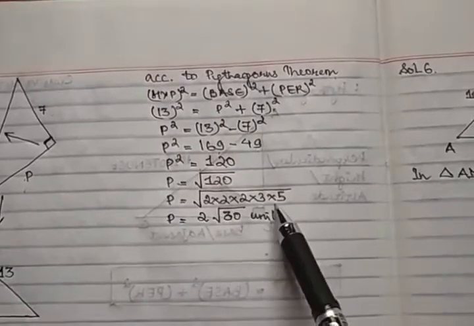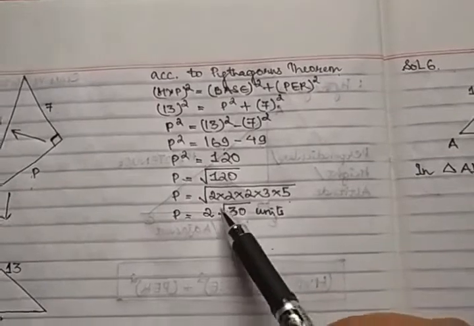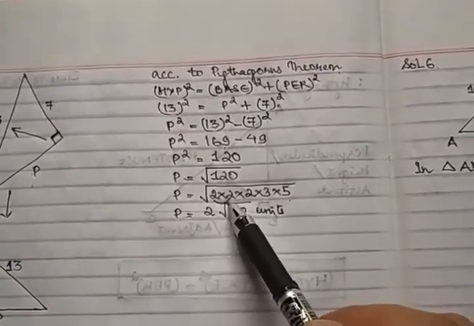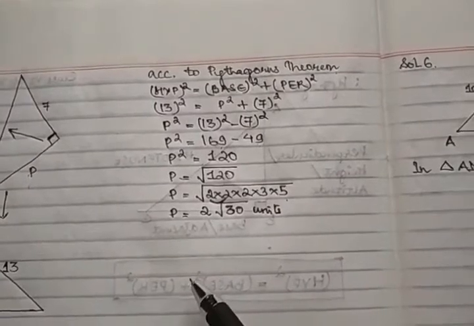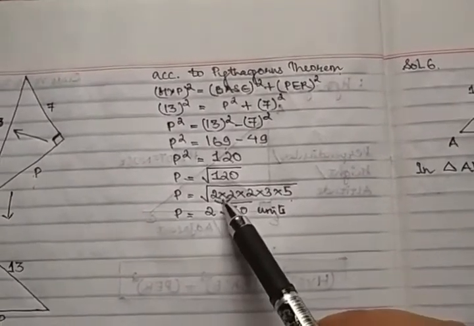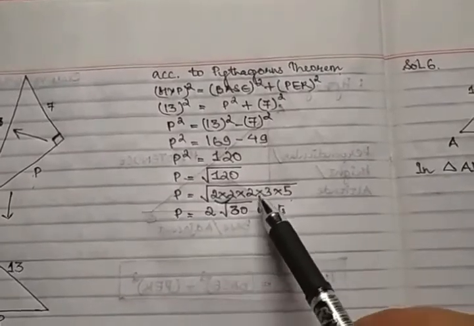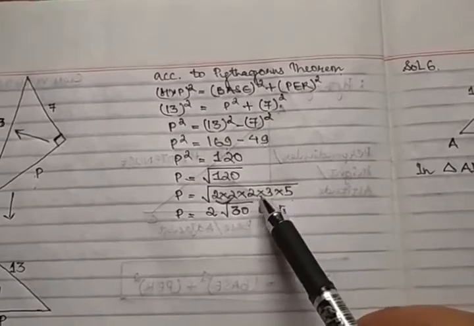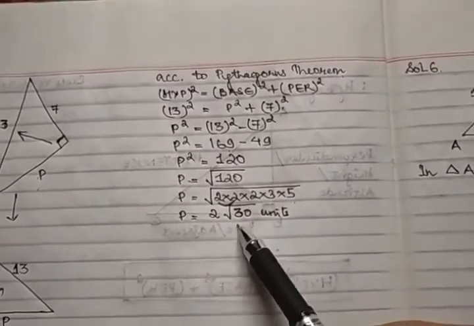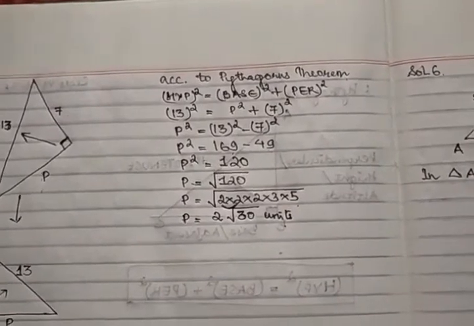Now I've taken prime factors of 120. 2 into 2 into 2 into 3 into 5, I got, isn't it? Now from these 2s I can take out 2 from the square root. So I can take one of the 2s out of the square root. So that's what I've done here, 2. Now what's left inside? 2, 3 and 5, because they didn't have any pair. So 2 fives are 10, 10 times 3 is 30. So 2 root 30 units is your answer.